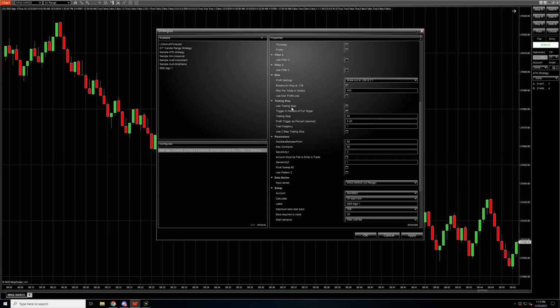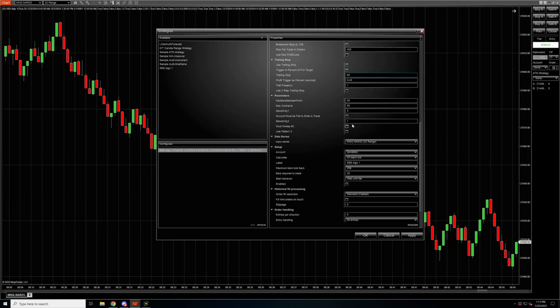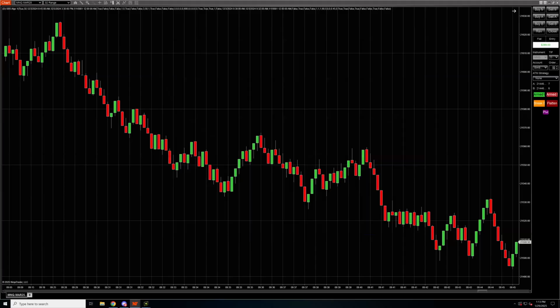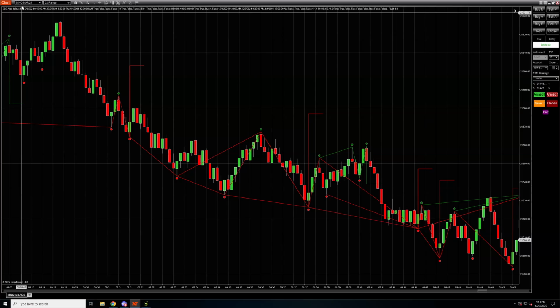Okay. And then we also incorporate trailing stops. So I have a trailing stop set up. Once it gets 45% to my full target, that's what this 0.45 is, the stop starts trailing 60 ticks behind the current price. Okay. And then the rest of this, everyone pretty much leaves at default. So everyone pretty much gets the same trades as long as you're on the same chart. So that's pretty much it for those settings. We can re-enable here. You can see we are on MNQ 32 range.